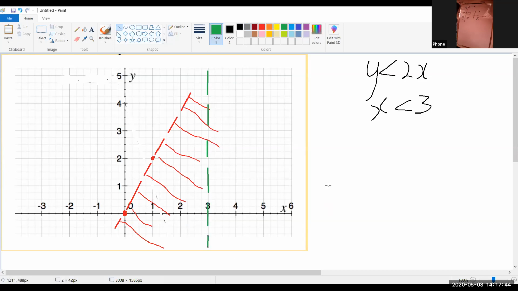So less than 3 will be to the left-hand side of the line or the right-hand side? The left-hand side. Correct, the left-hand side. So let me just erase the extra shading. Yes, it's the left-hand side. So we're shading here.